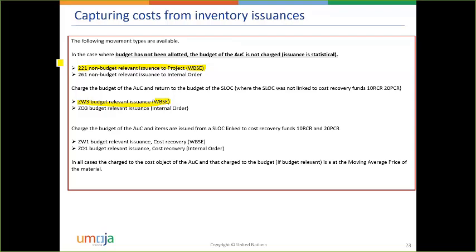Now, this is the conversation. Ah, so I have to issue to the project. Okay, so tell me the WBS element, right? And tell me if there is funding or not, so I can choose between 221 or ZW3. Thank you so much, Konda. You have in the slide the list of movement types that you have to use. The ones that I highlighted are the most common ones for your scenarios, but it's important that you are aware of all of them, in case the situation changes in the future.